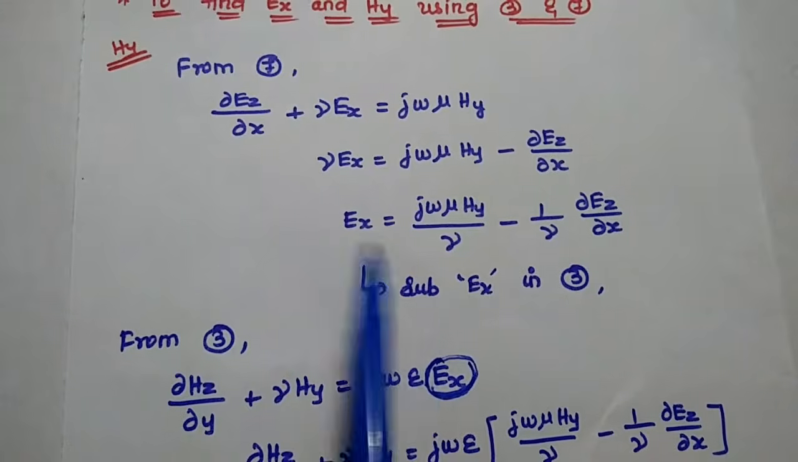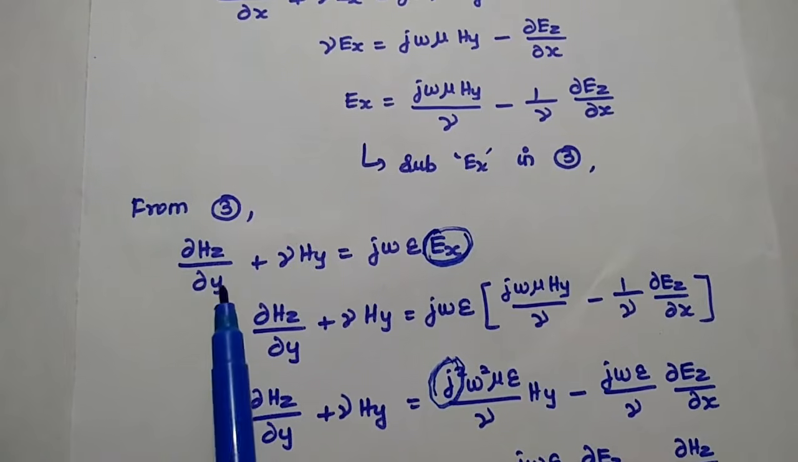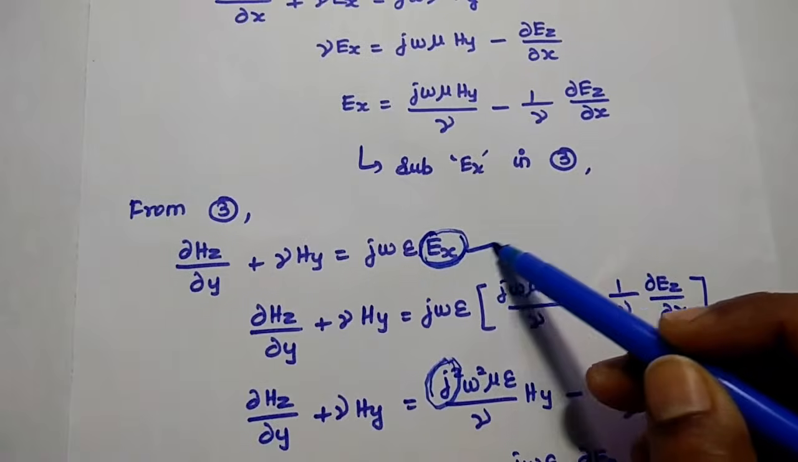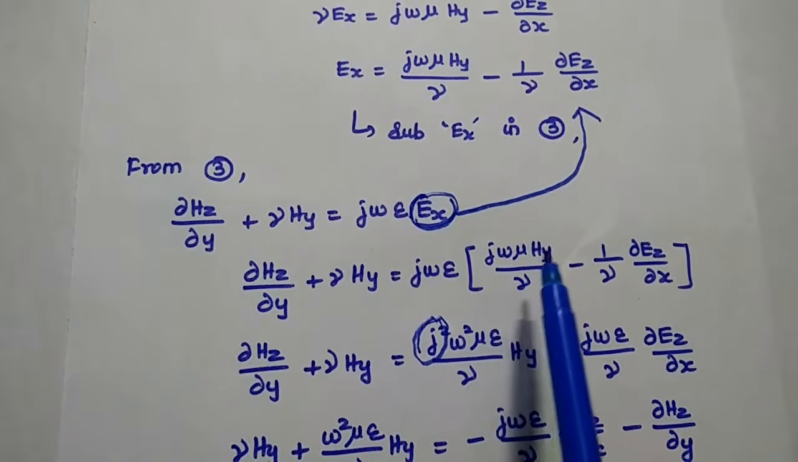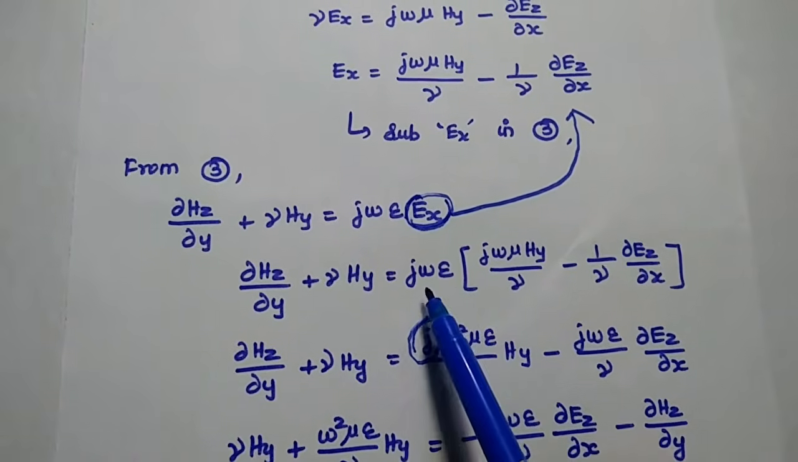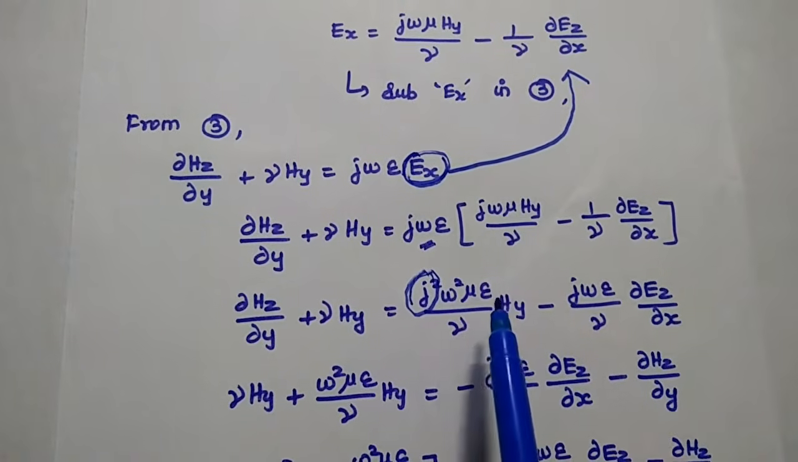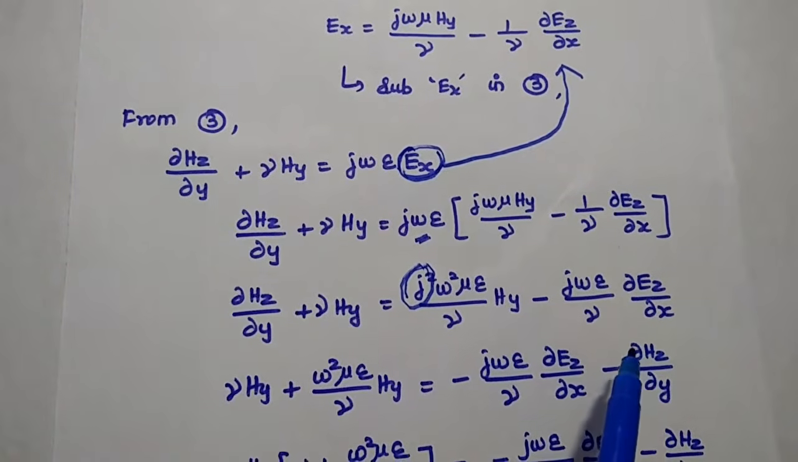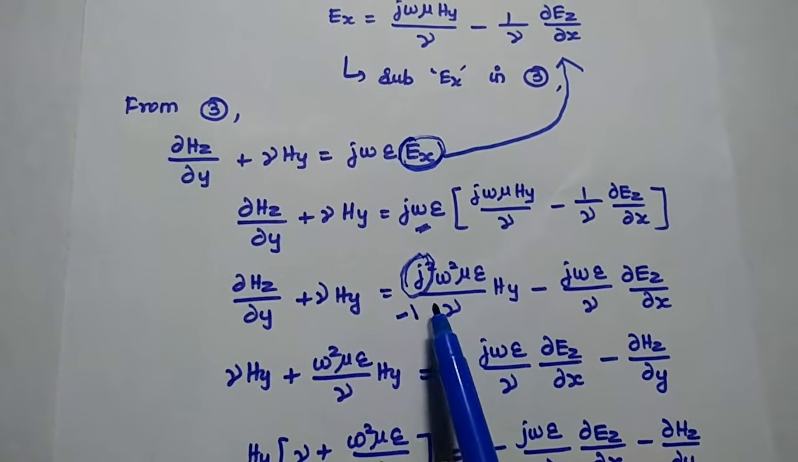Next we are going to substitute this Ex value in the 3rd equation. So what is the 3rd equation? Dou Hz by dou y plus gamma Hy is equal to j omega epsilon Ex. So this Ex is replaced with this value. Then we can write j omega epsilon into j omega mu Hy by gamma minus 1 by gamma dou Ez by dou x. Here we can multiply this value inside this bracket. We get j squared omega squared mu epsilon by gamma Hy minus j omega epsilon by gamma dou Ez by dou x. As we all know, j squared is equal to minus 1, so this term is minus.